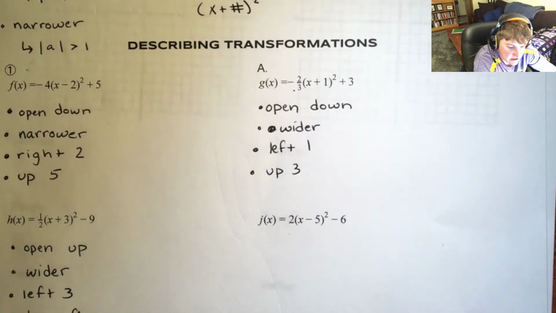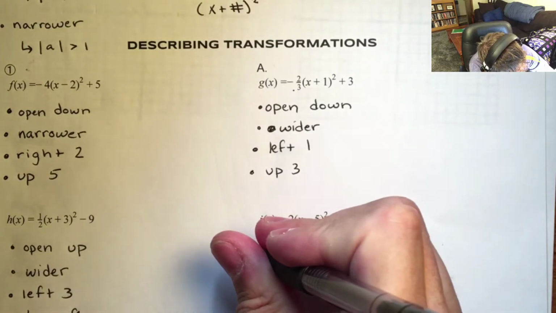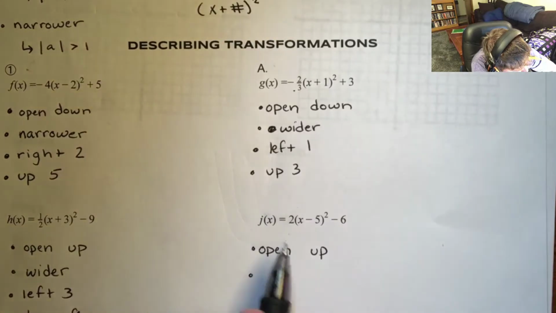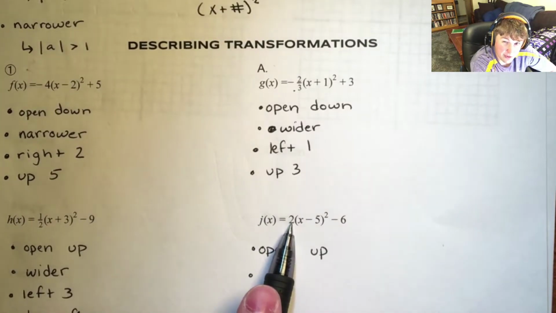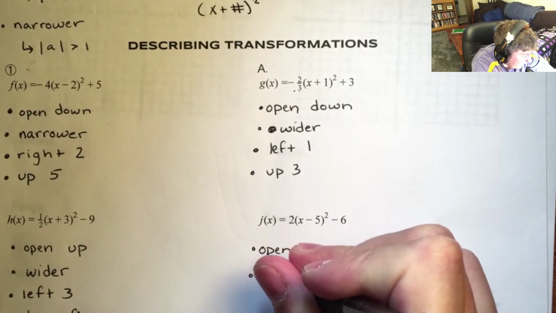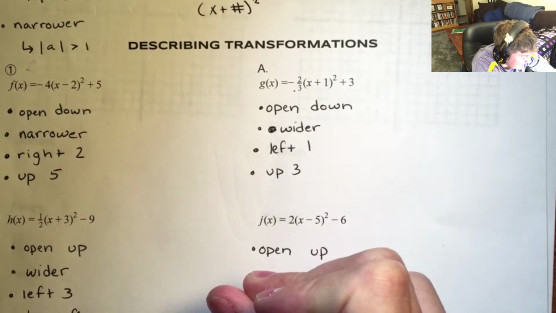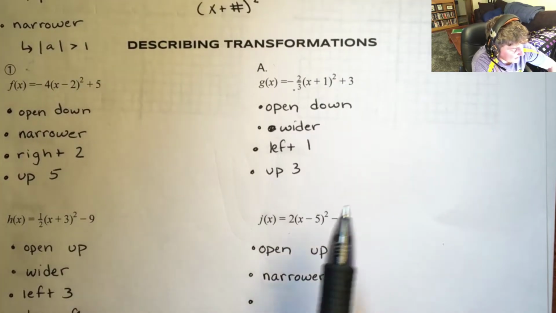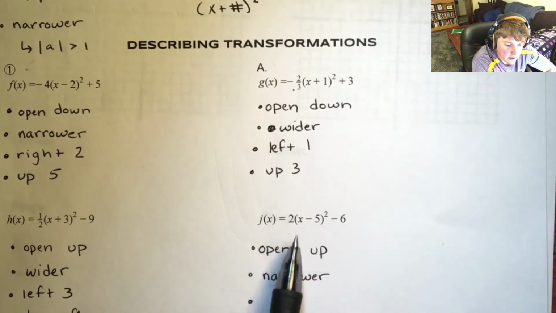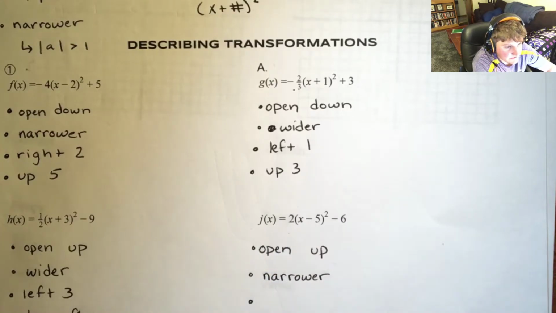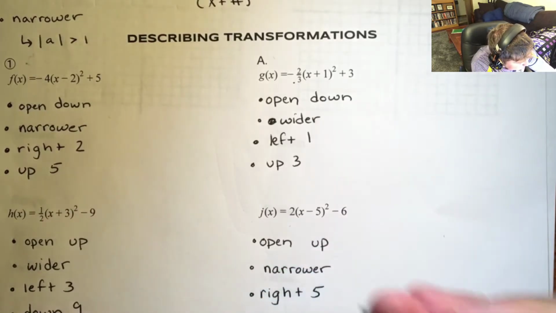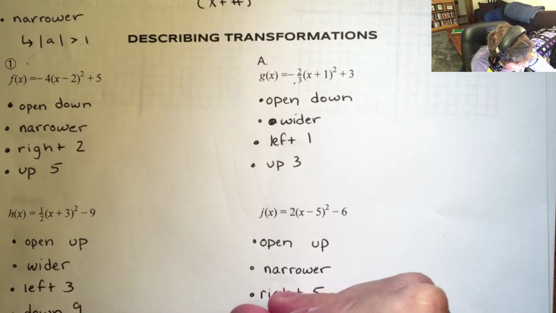Okay, j of x. This is a positive number, so it's going to open up. The absolute value of this number is 2, which is greater than 1, meaning that this graph is going to be narrower than the parent function. Minus 5 means my h value is a positive 5, which would shift it to the right 5. Also, when it's just x minus a number, that means it's going to go to the right. Right 5 units, and then minus 6 on the outside is going to shift it down 6 units.